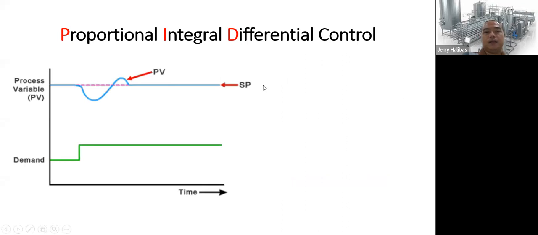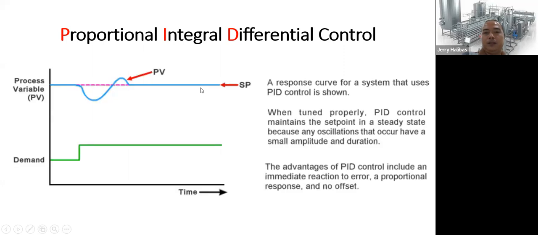Okay, so just like the previous topic, proportional derivative, because of the derivative controller, it is able to anticipate a very large error. So the error becomes smaller and smaller, and it reaches steady state condition faster. Okay, so the advantages of PID control include immediate reaction to error, a proportional response, and no offset.